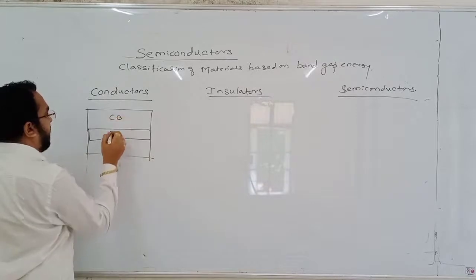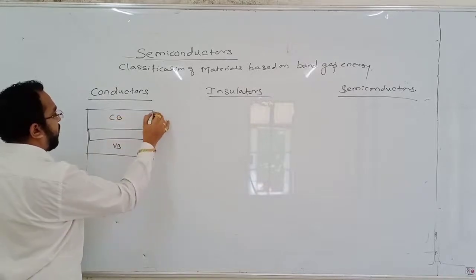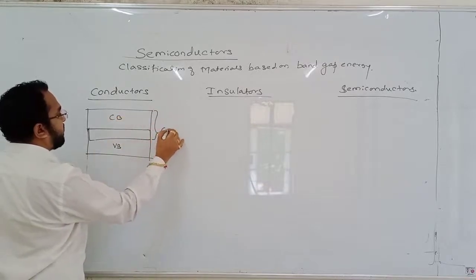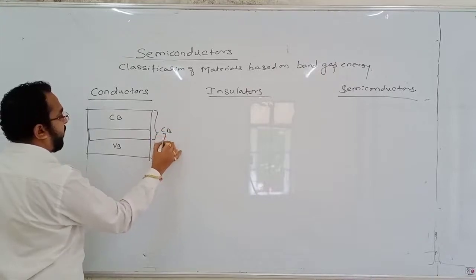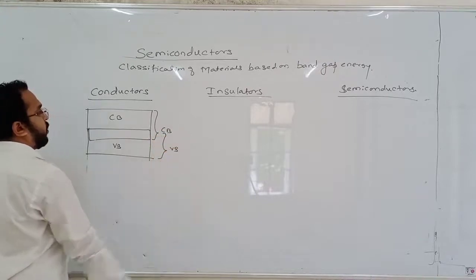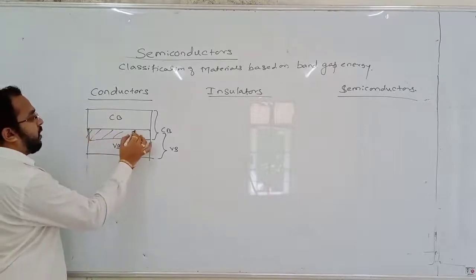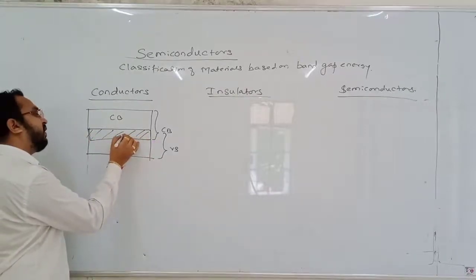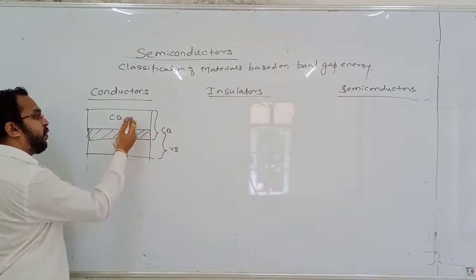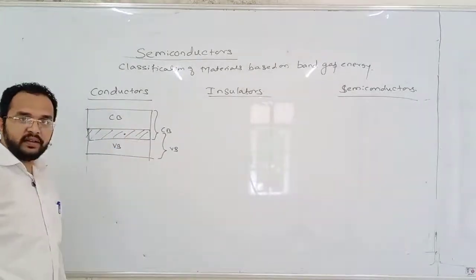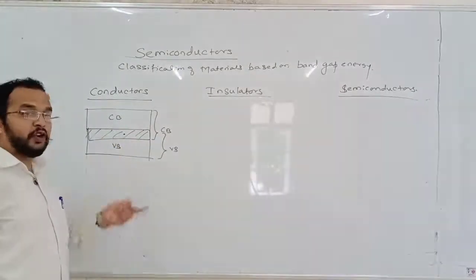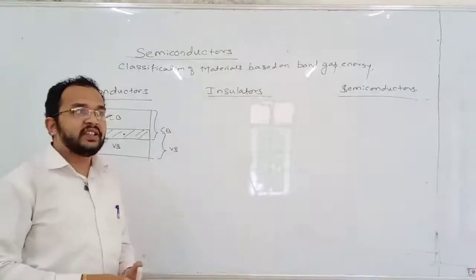This is the conduction band and this is the valence band. The conduction band and valence band overlap each other; this is the overlapping region. That means the electron of the valence band, which is also in the conduction band, is free to move.